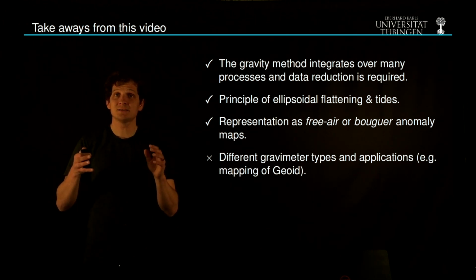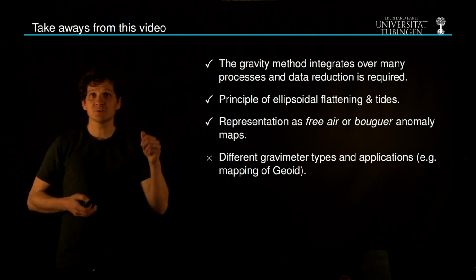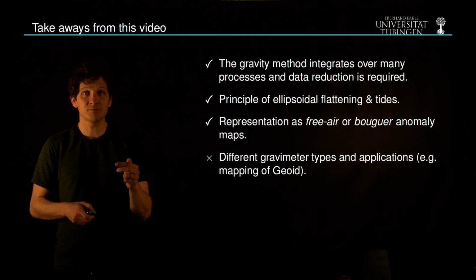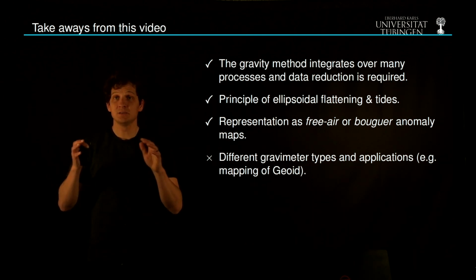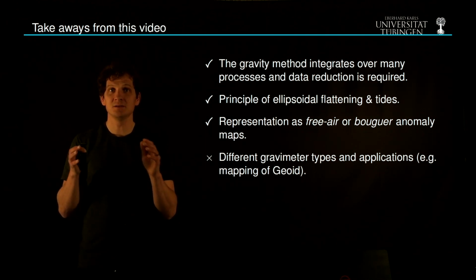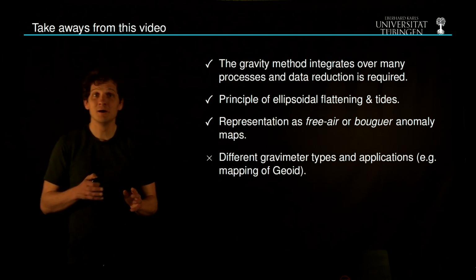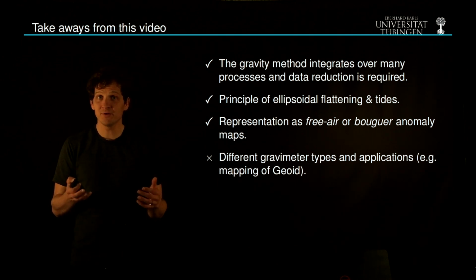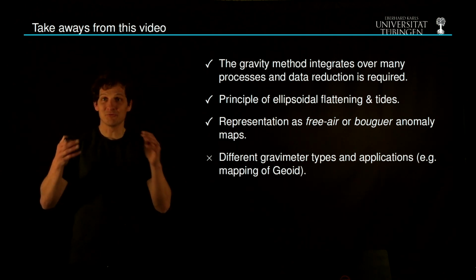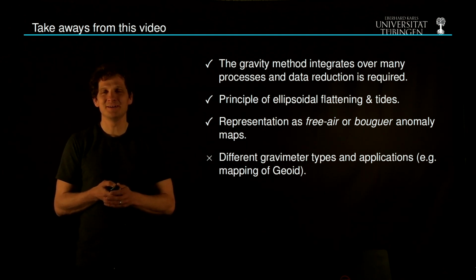And then we realized that there are different levels of representing gravity data. There's a representation as a free air anomaly, and there's a representation of a Bouguer anomaly, and there are other representations, and we will discuss those in the exercises, and also I will provide you some maps which you can interpret. We are still not at the end of the gravity method. We will still have to explore different gravimeter types, and we also have to properly define the geoid, the reference level that I was often referring to, and this will be part of another video.